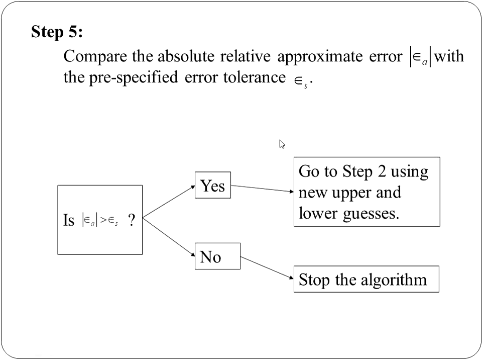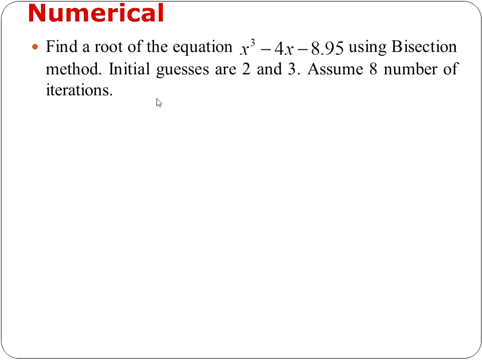Now we will discuss one numerical, how to find the root of an equation by using the bisection method. For that we will take this example. Find the root of the function x cube minus 4x minus 8.95 using the bisection method. We can assume initial guesses 2 and 3, and this numerical is based on the iteration technique. That's why they are saying assume eight number of iterations.